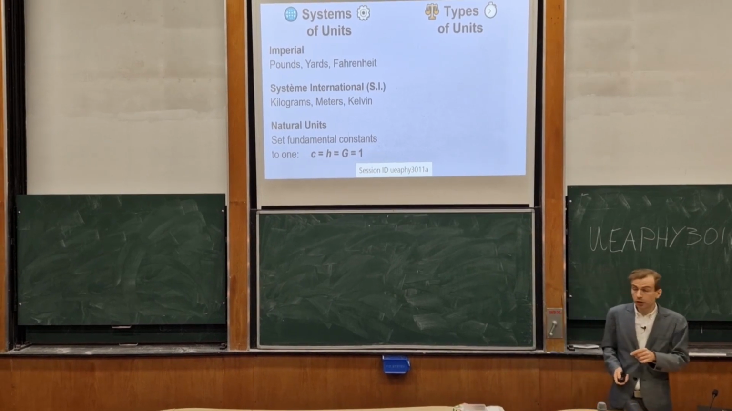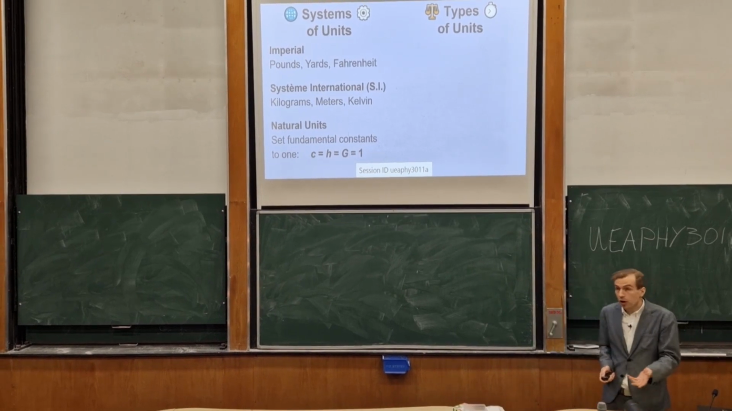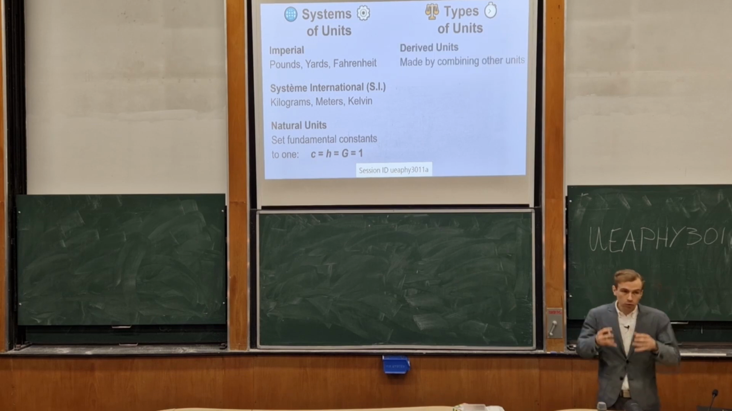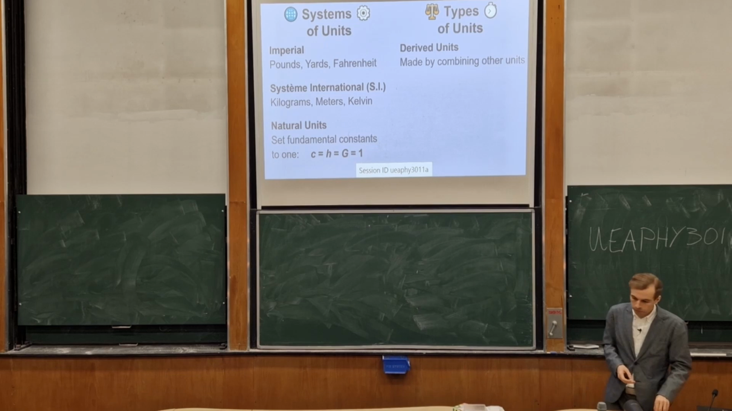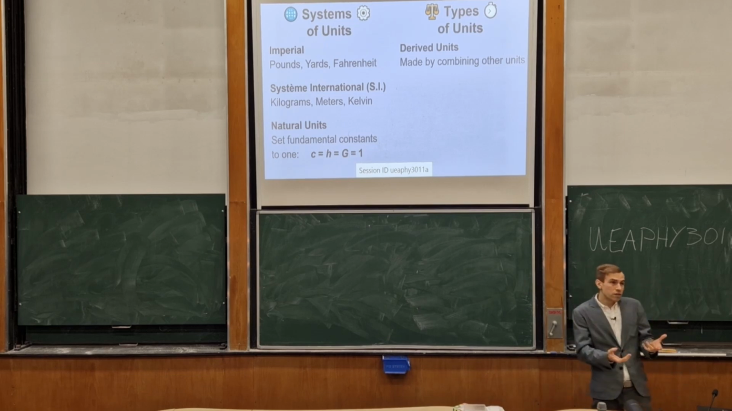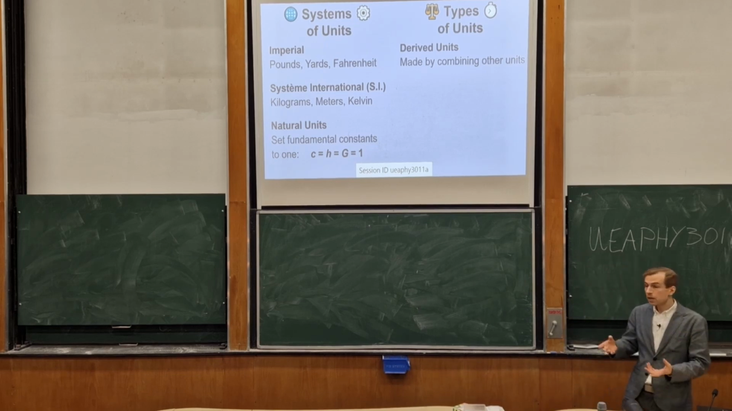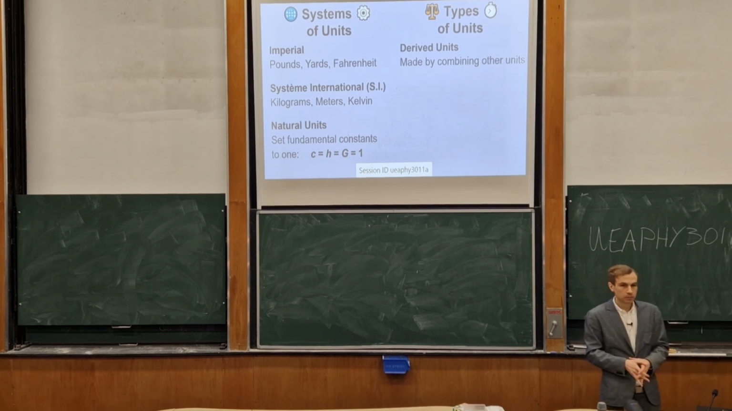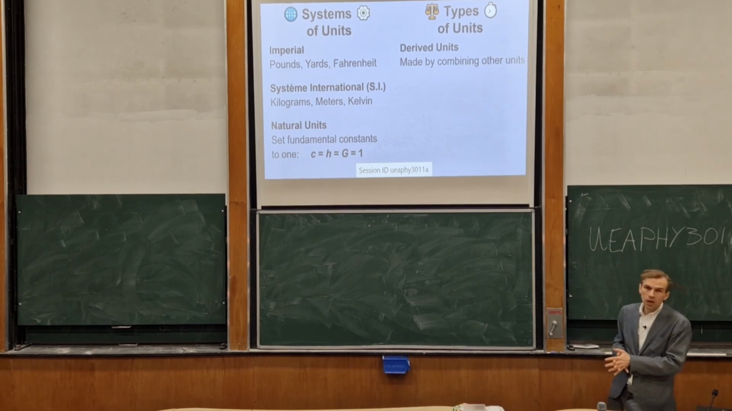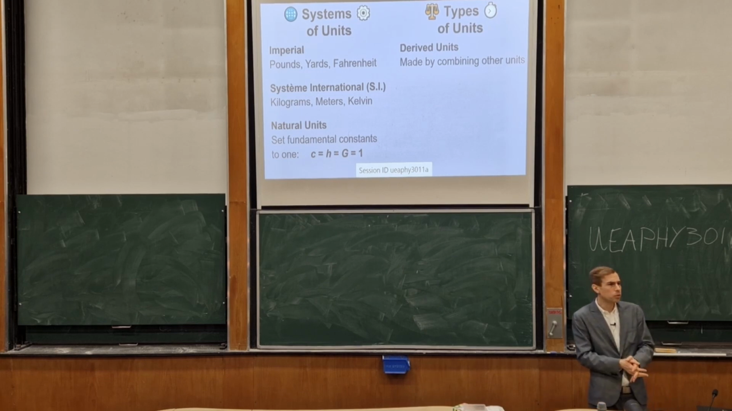The first type of unit that we're going to see very often throughout this module is called a derived unit. A derived unit is a unit which is made by combining other units together. Can anyone think of any examples of a derived unit? Yeah.